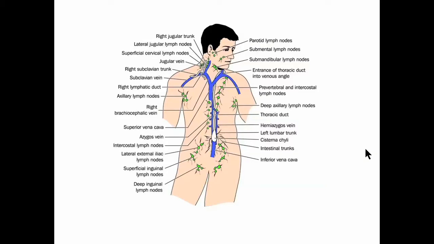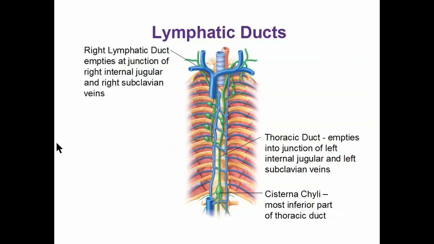As we get a little more granular about this, we can see that specifically when we're talking about the head and neck region, there is a specific anatomy related to the right side of the head and the right arm compared to the rest of the body, all of which feeds into the thoracic duct. So here is that anatomy shown in more of a schematic form.